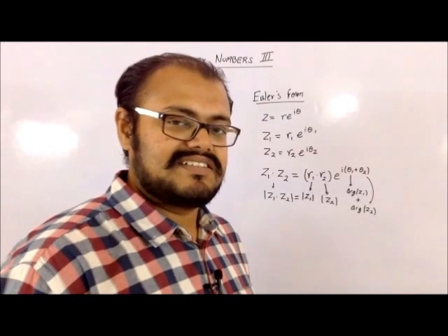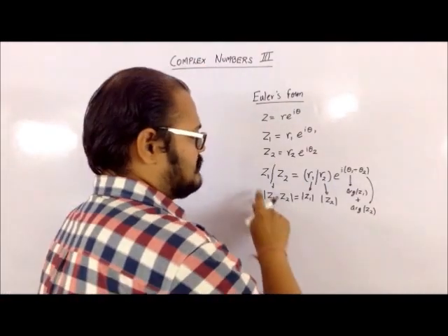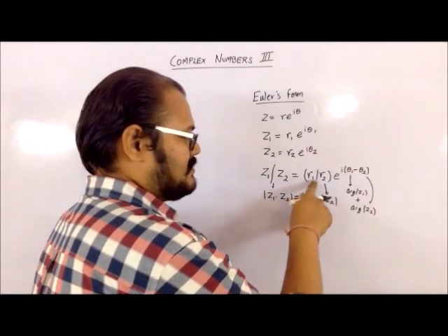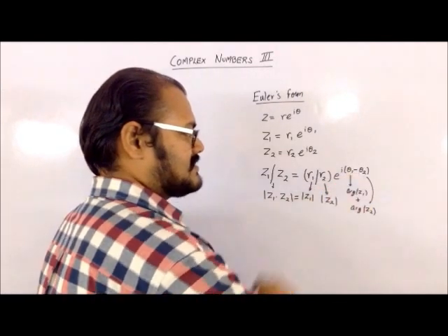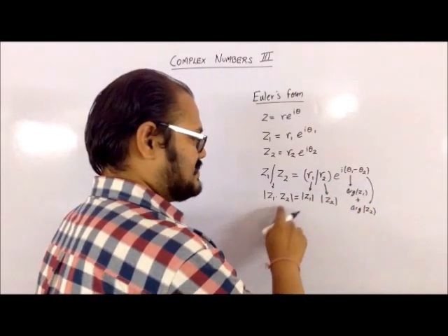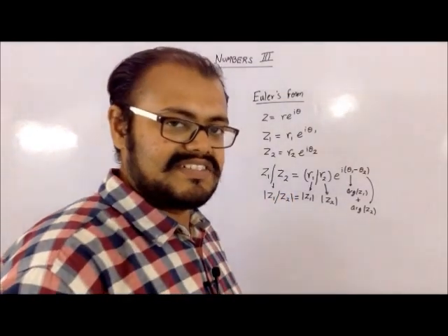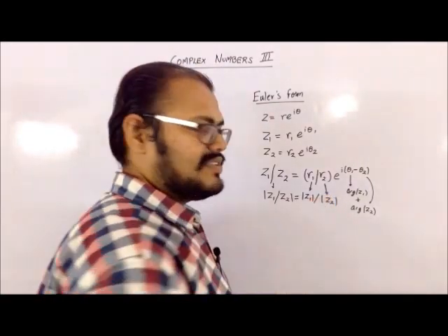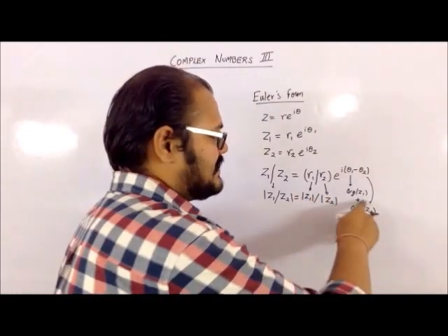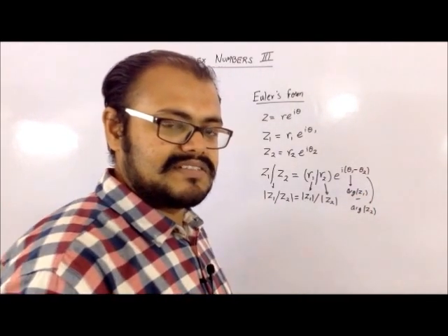Same thing which we can apply for division. For division, my Z1 by Z2 will become R1 by R2 e raised to i (theta 1 minus theta 2). So that is why if I want to find the modulus of the division of two complex numbers, then it will be the division of their moduli, and the arguments will give me a subtraction of the two arguments.